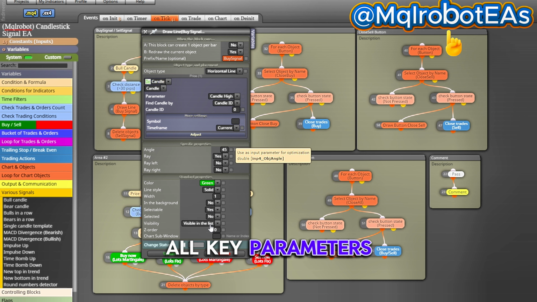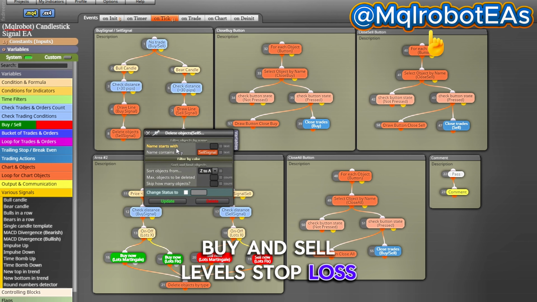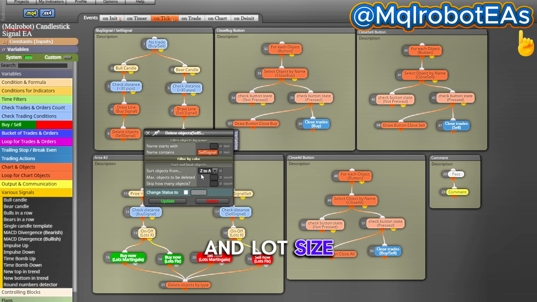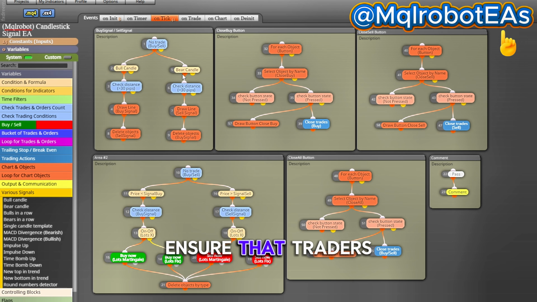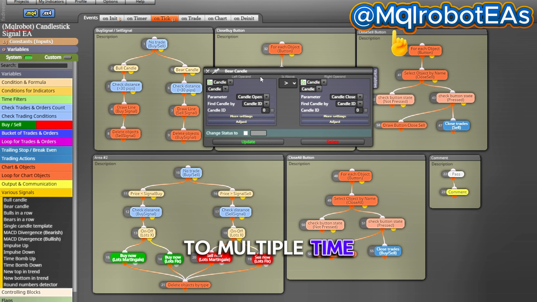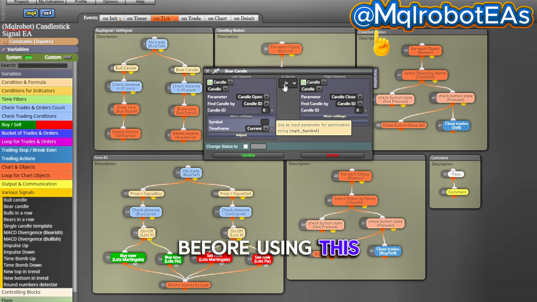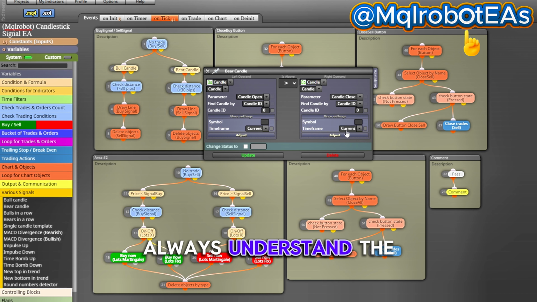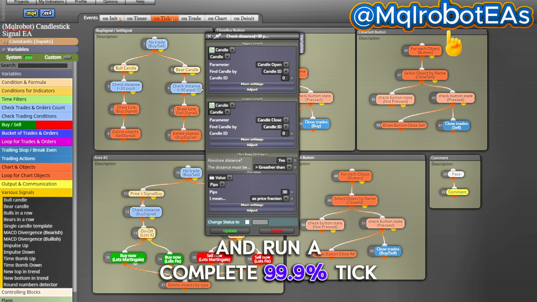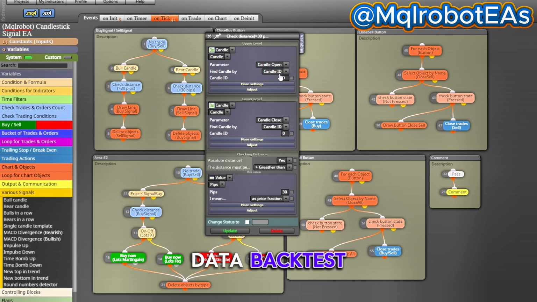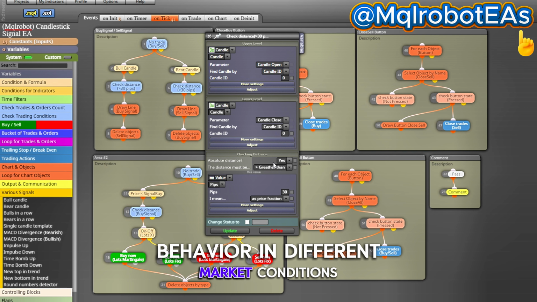All key parameters, such as candle body size, buy and sell levels, stop loss, take profit, and lot size multiplier, are fully customizable. These input settings ensure that traders can adapt the EA to multiple timeframes, trading styles, and market conditions. Before using this EA in real trading, always understand the logic, evaluate potential risks, and run a complete 99.9% tick data backtest. Responsible testing is essential for verifying strategy behavior in different market conditions.